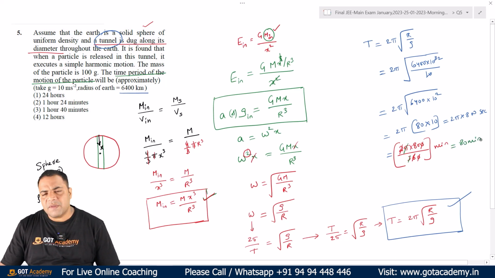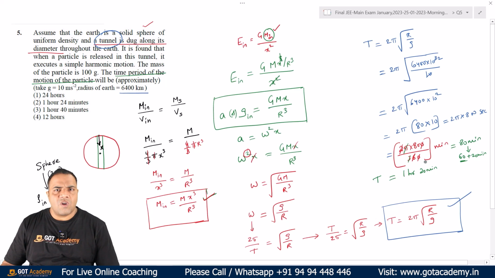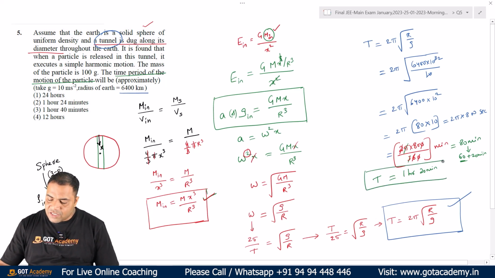80 minutes is nothing but how much? 60 minutes plus 20 minutes. 60 minutes is 1 hour. So 80 minutes is nothing but 60 plus 20 minutes. With this analysis I will get 1 hour 20 minutes. But this is an approximate analysis, because pi is 3.14 but I have taken 3 and cancelled, because I don't want to waste the time. Now look at the answer that I got and observe the options.